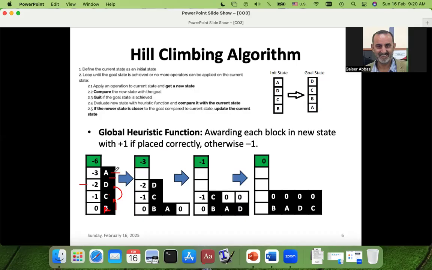So here A should be at the bottom, but here A is there. So then what? A is here. So if you have to move these 3 blocks ahead, and then you have to move it down, the difference is -3, 3 positions.